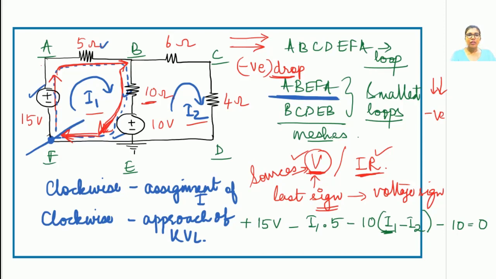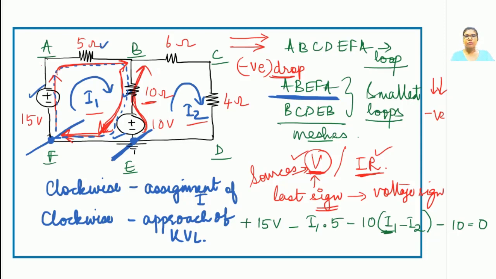Now let us try writing the KVL equation for the second mesh. Now let us see how we will write. According to our concept, the direction of current has already been assigned in the clockwise fashion. Now we shall start writing the equation from this leftmost corner and we'll begin in a clockwise fashion. So what is the first direction that we are going to go? That is from E to B. Upon traveling from E to B, there are two elements that we are going to encounter. What is the first element? The first element is the voltage source.